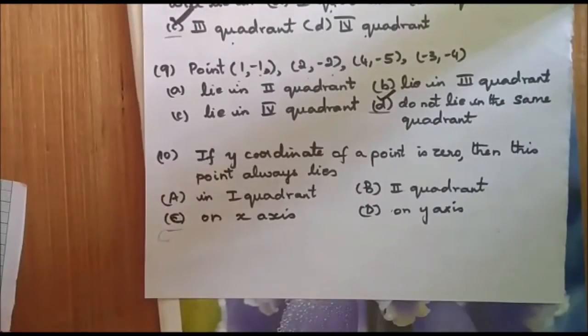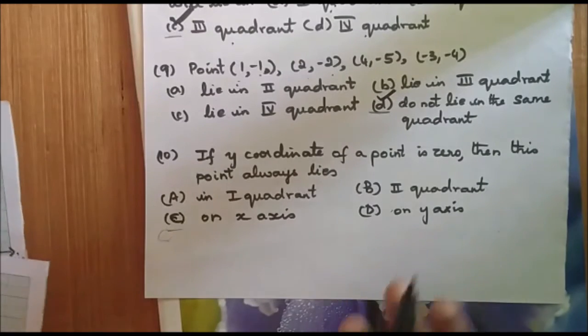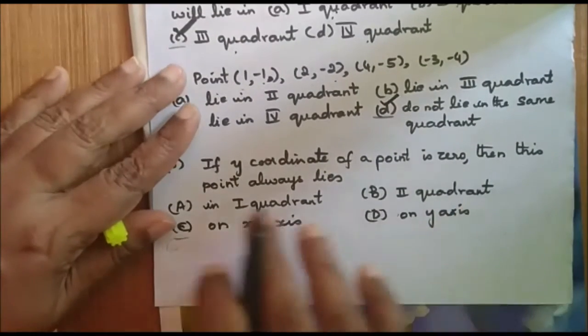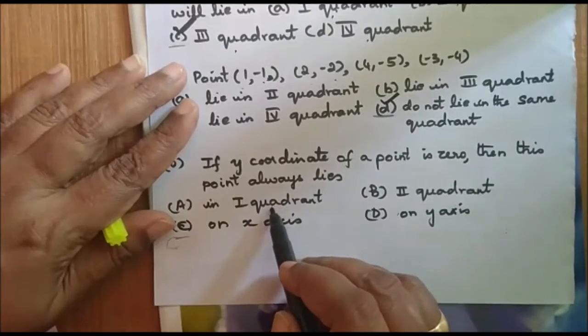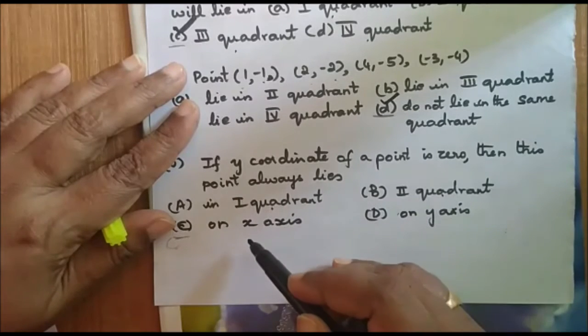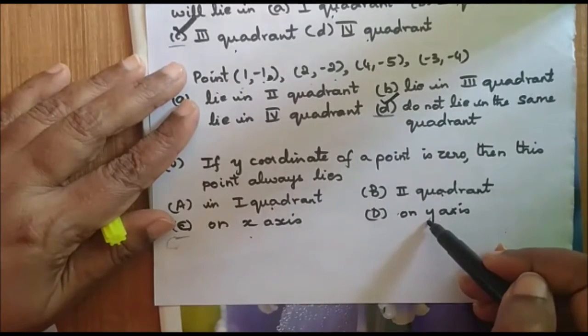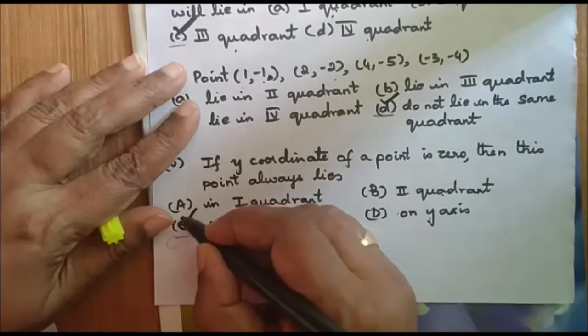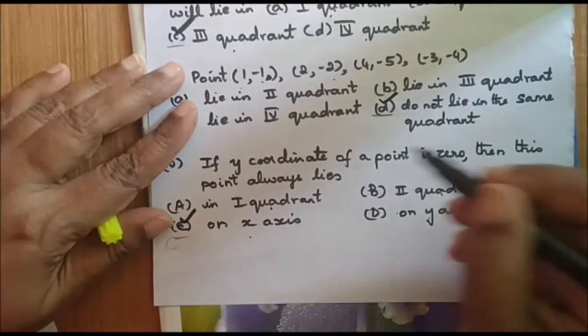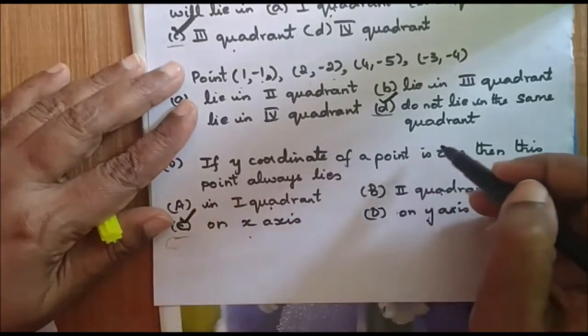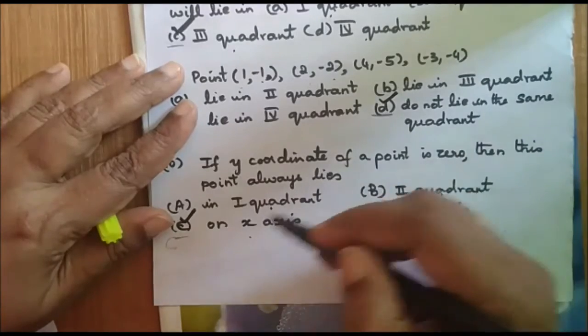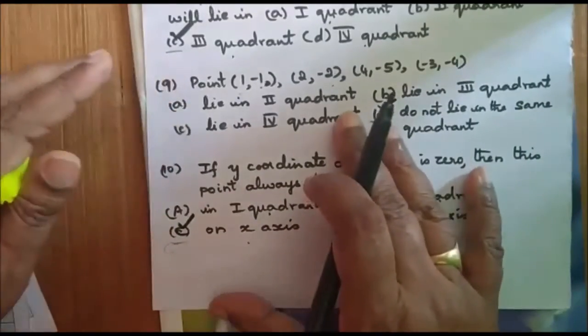Now, if the y coordinate of a point is 0, then this point always lies in the first quadrant, second quadrant, on the x-axis or on the y-axis. So on the x-axis is the right answer. When y is 0, then the point will lie on the x-axis.